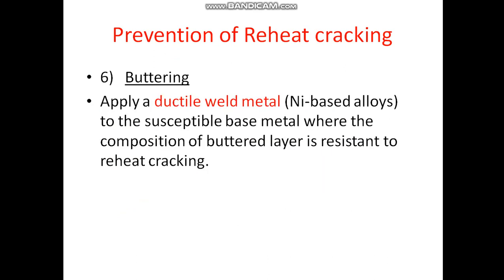The next option is buttering. So applying a ductile weld metal, or say a nickel base alloy, to the susceptible base metal, where the composition of the butter layer is resistant to reheat cracking. So there are some techniques.